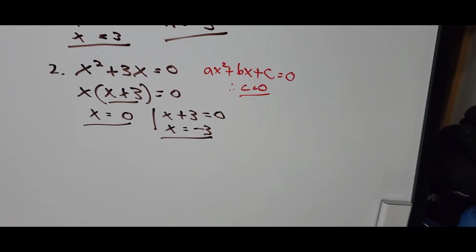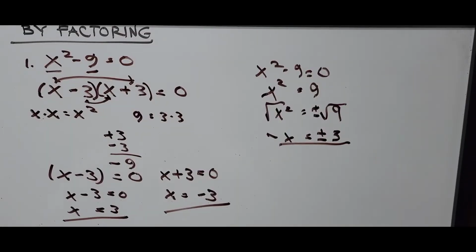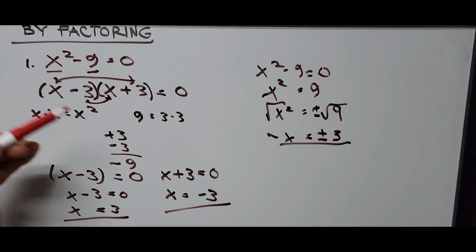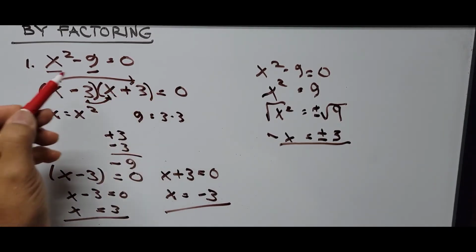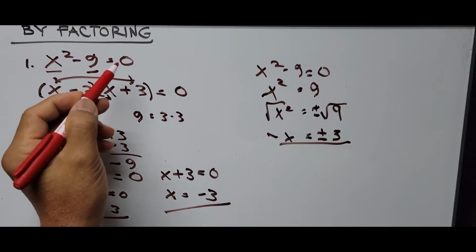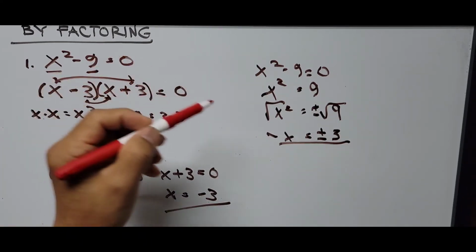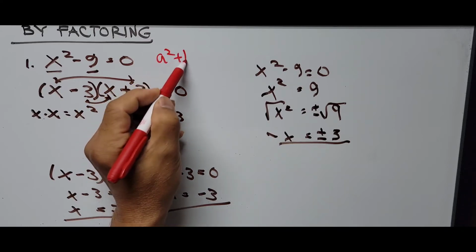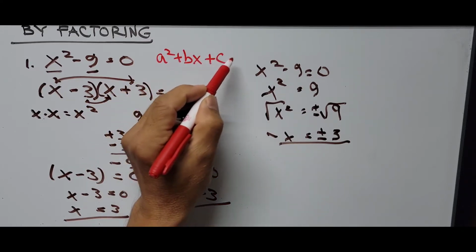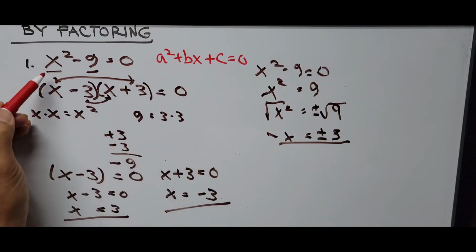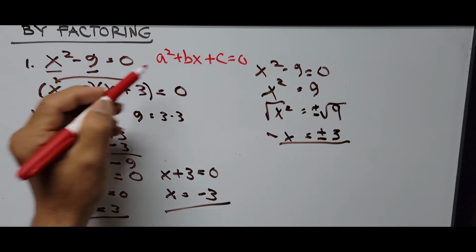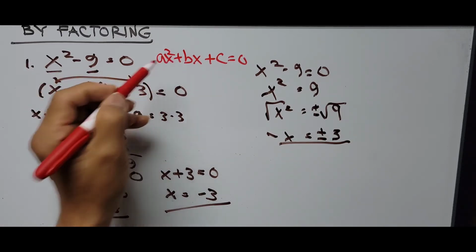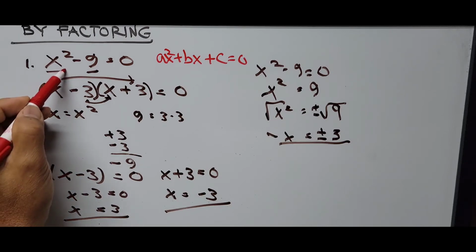And if we go back to problem number 1, one of the terms is missing, the middle term is missing. So let's go back there. So from here, first problem, x squared minus 9 is equal to 0. So we are having here ax squared plus bx plus c equals to 0. A is 1. So that's the first term.